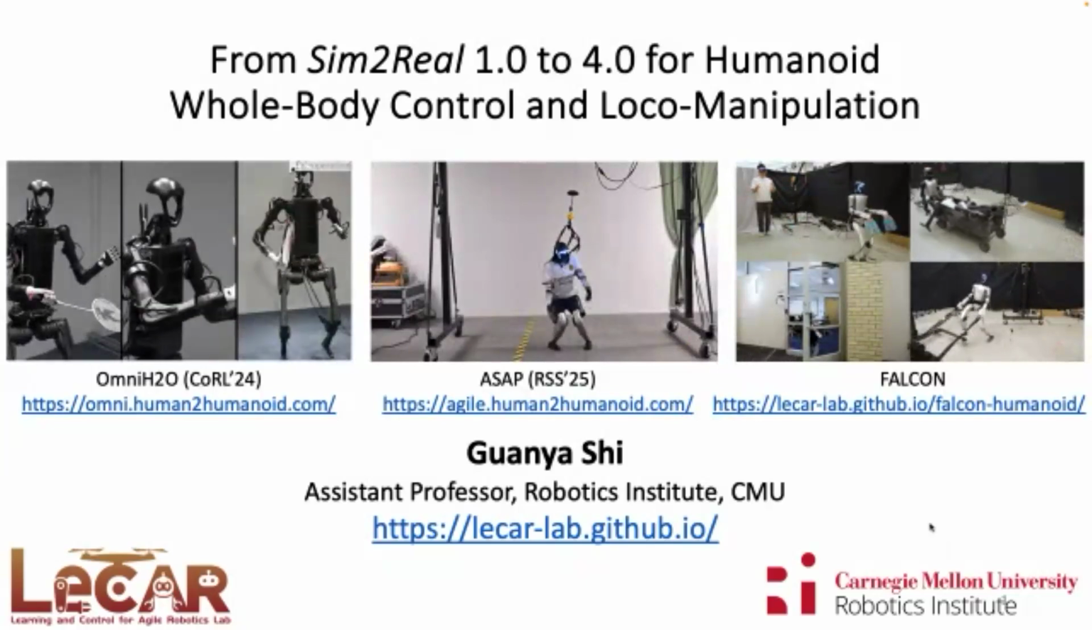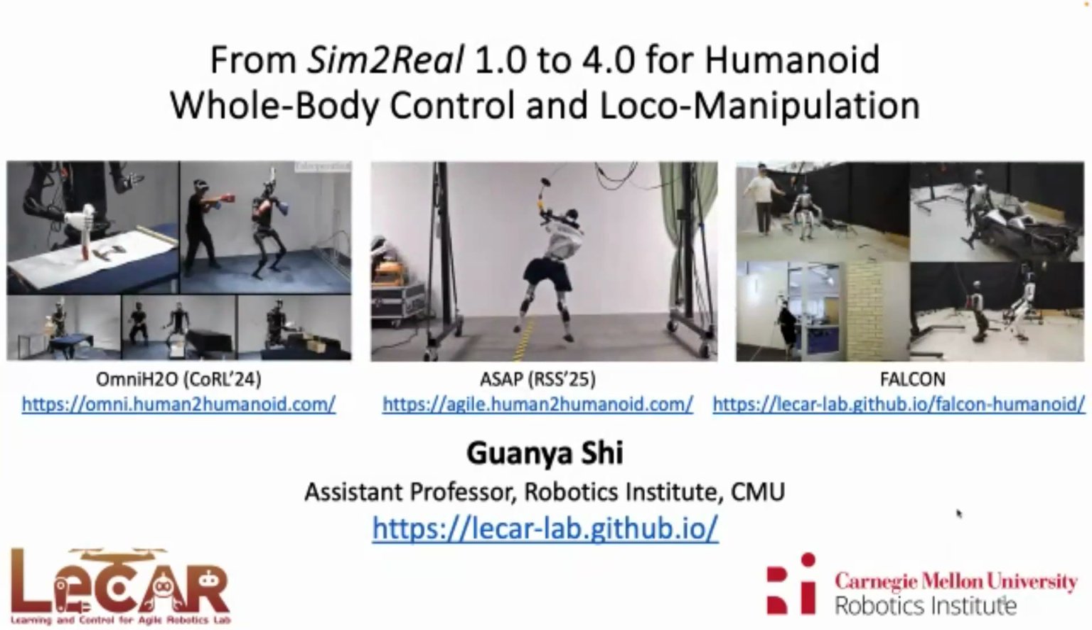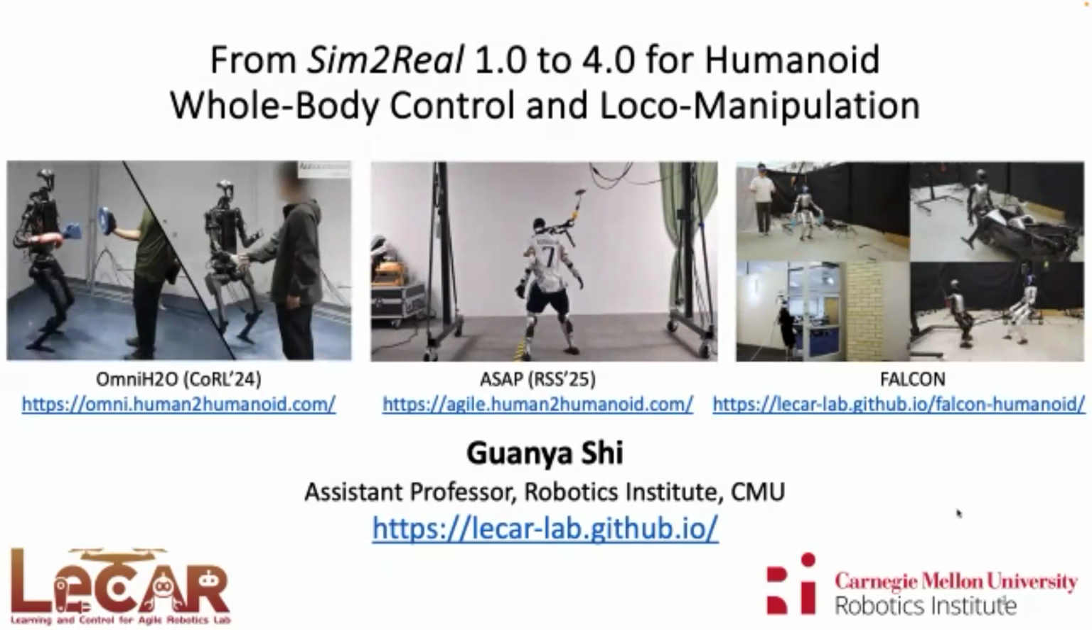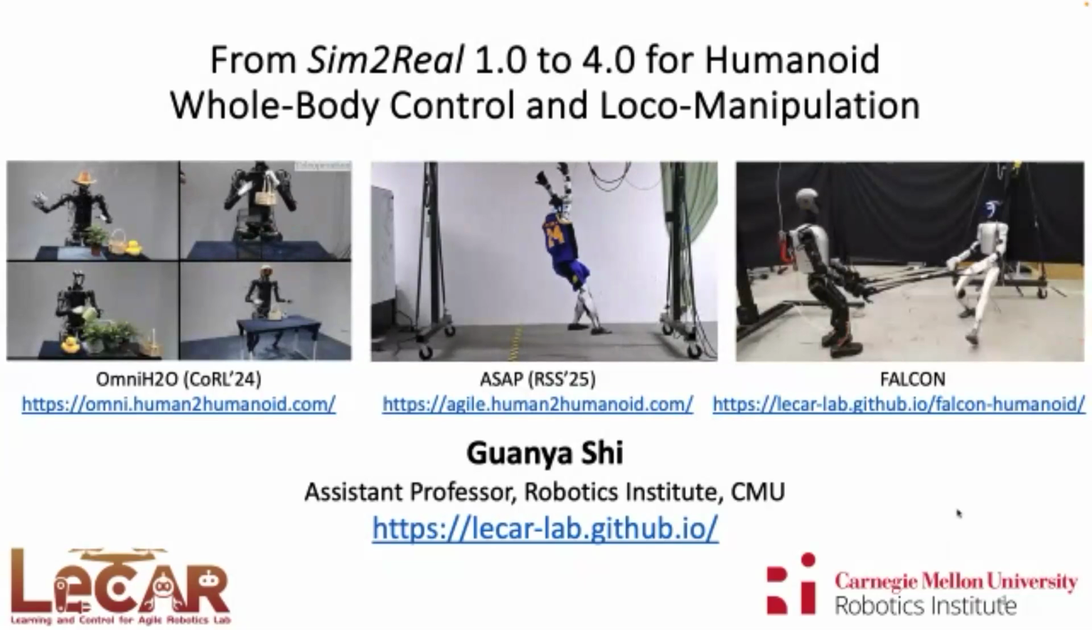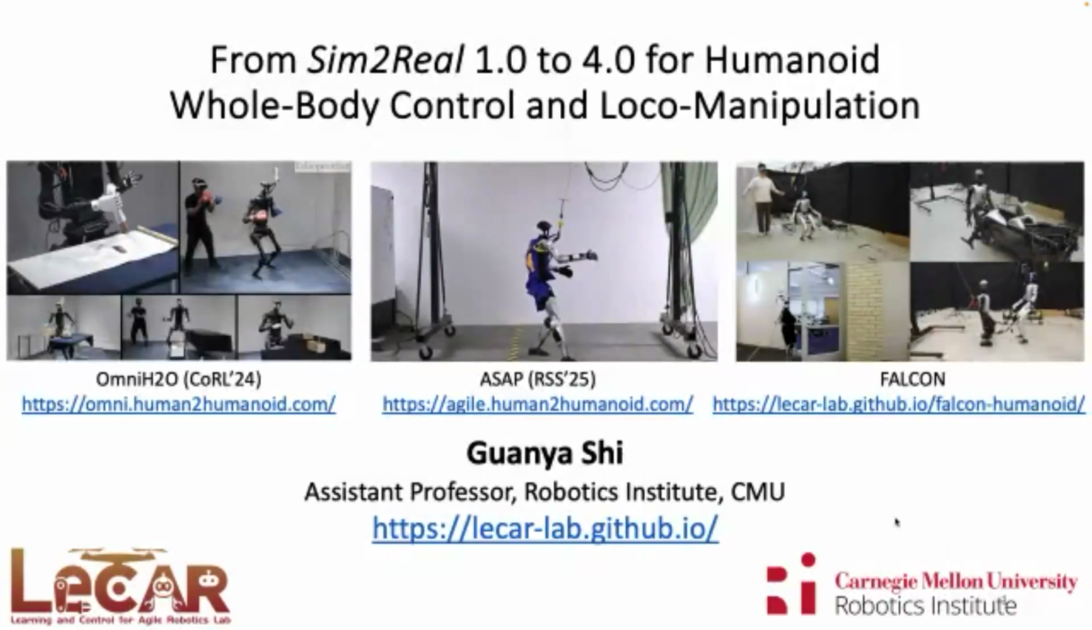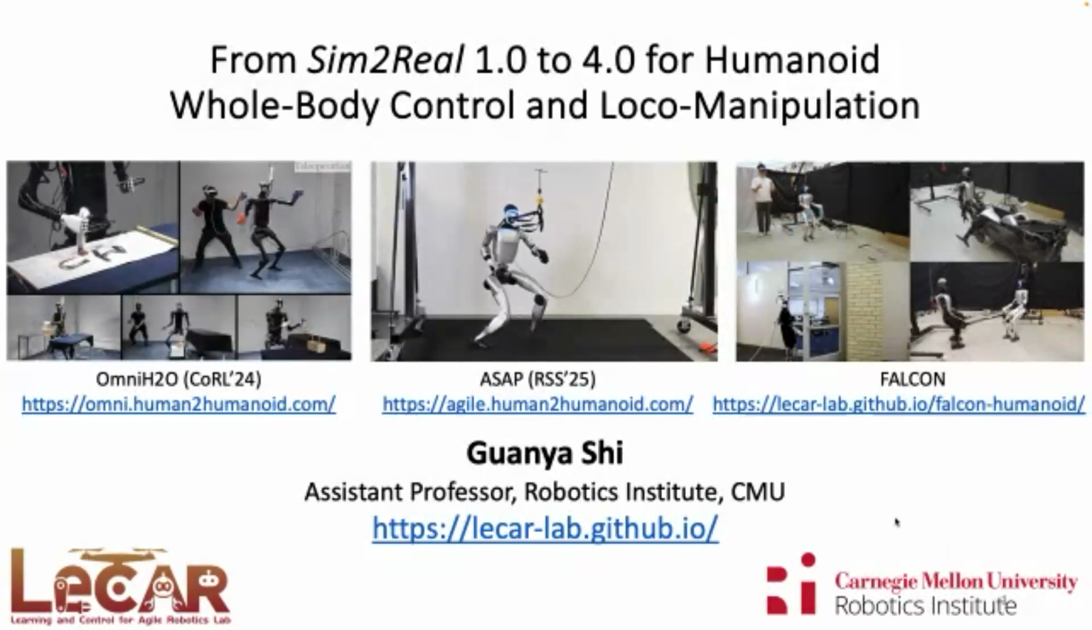So let's get started. So the topic today is going to be from Sim2Real 1.0 to 4.0 for humanoid whole body control and loco-manipulation. These are 3 main papers I'm going to discuss today, and of course the techniques behind them.